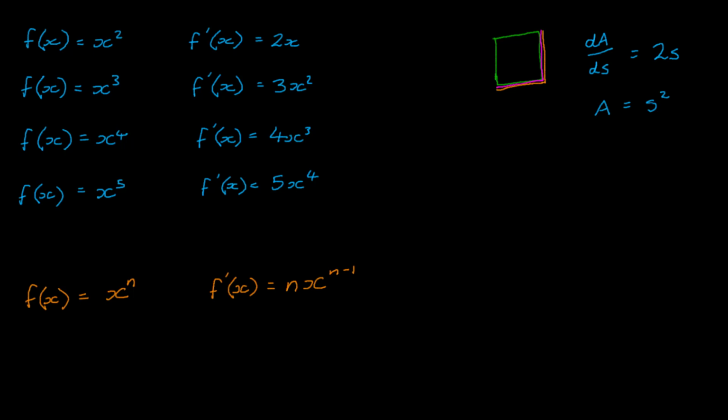This second formula is our area, and this first one here is the rate of change, the instantaneous rate of change, the derivative of that function. So it makes sense that the derivative of s squared needs to be 2s.